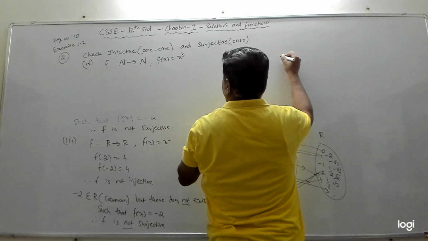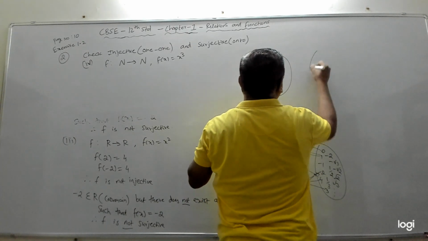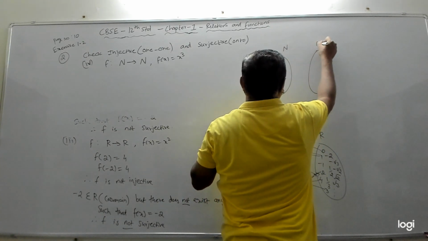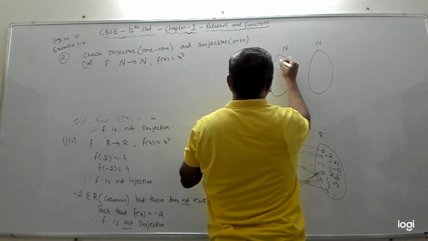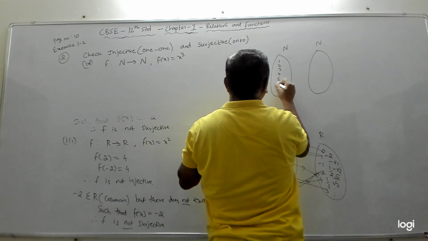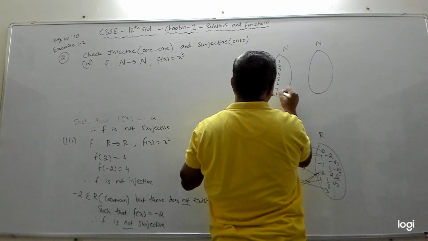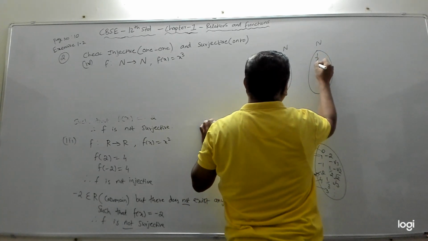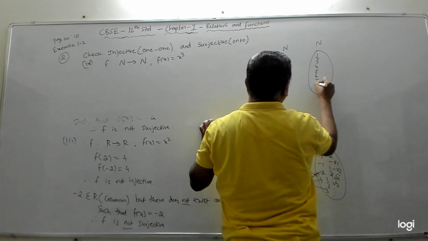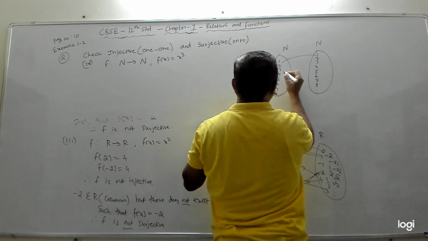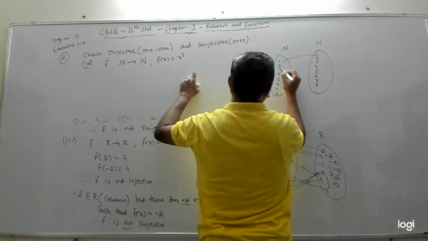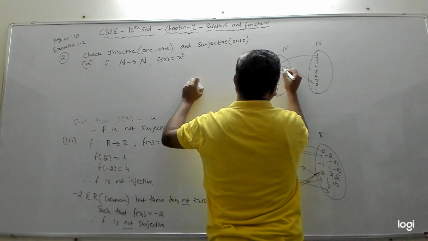So if I take here N, 1, 2, 3, 4, 5, 6, 7, 8, many numbers. 1 will go to 1. 2 will go to 2 cube. 2 cube is 8. 2 will go to 8. 3 will go to 27.